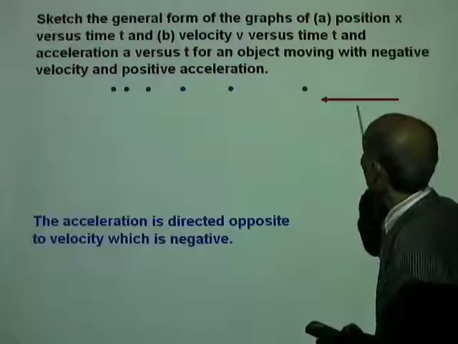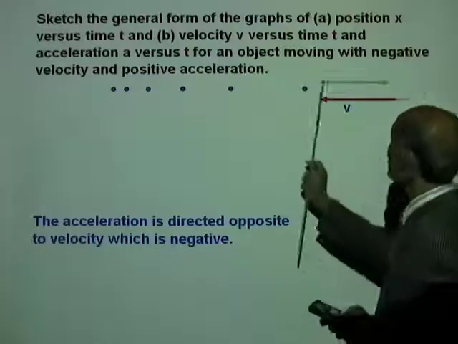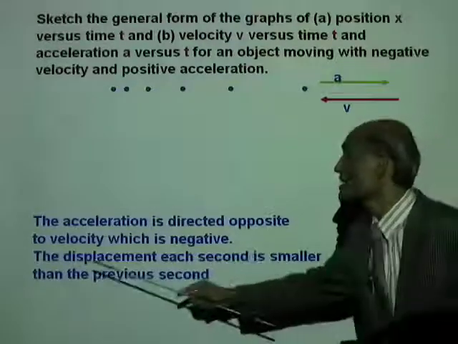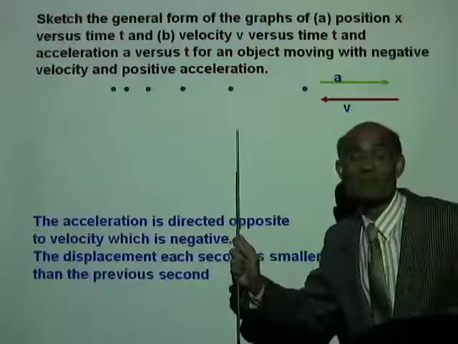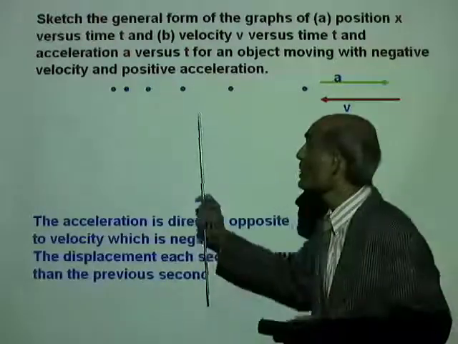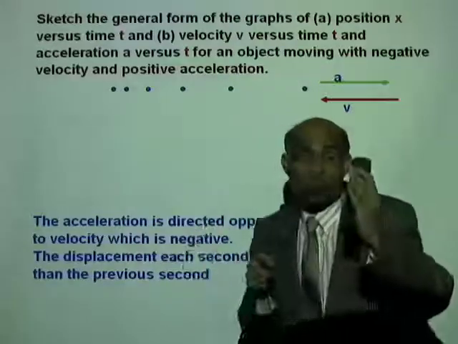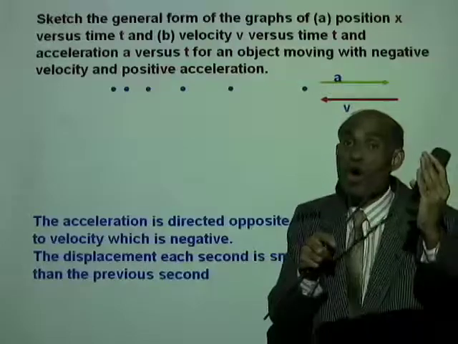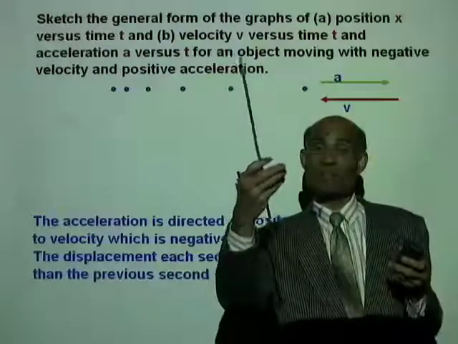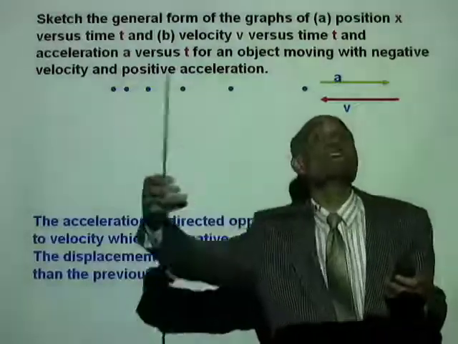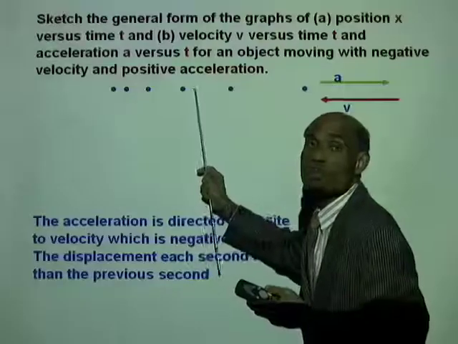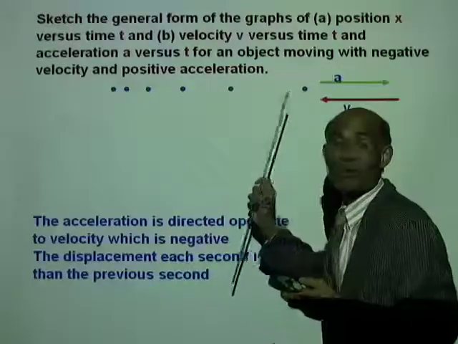So, this is the direction of the velocity, and the direction of the acceleration is opposite. Now, the displacement each second is smaller than the previous second. But actually, that statement is strictly not correct. Because these are negative, when a negative number becomes smaller, its value is increasing. Actually, the displacement is getting bigger each second. Is that right? Because negative 2 is greater than negative 5. That means if this is negative 5 and this is negative 2, this is greater than this. So, what would the graph be like?